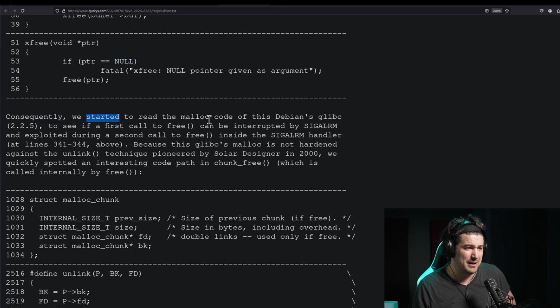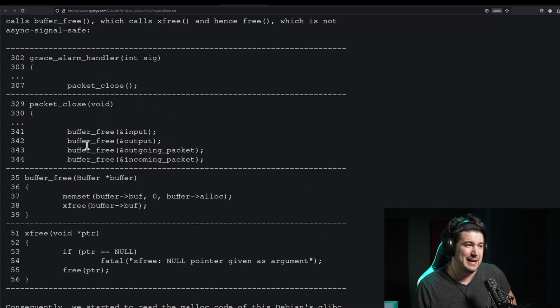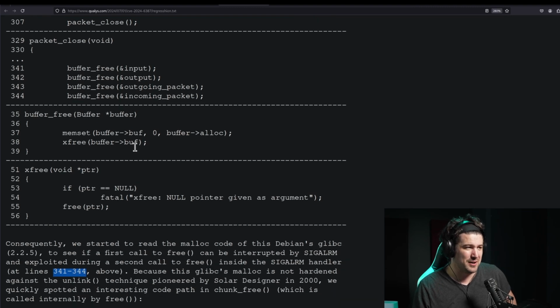Consequently, we started to read the malloc code of this Debian's glibc to see if any first calls to free can be interrupted by a SIGALRM and exploited during a second call to free inside the SIGALRM handler at lines there. That's right. If there was question mark operators, this would be solid. If this was Rust, it'd just be solid. Inside the SIGALRM handler at 341. Yeah, I'm calling it the multiple lines to buffer_free because right here, you're memsetting buffer points.